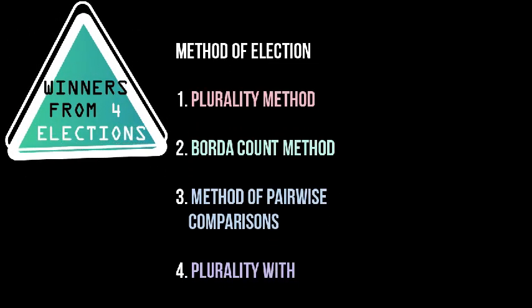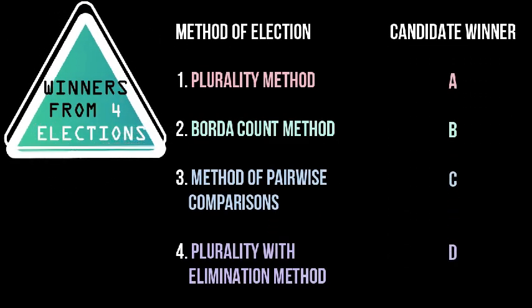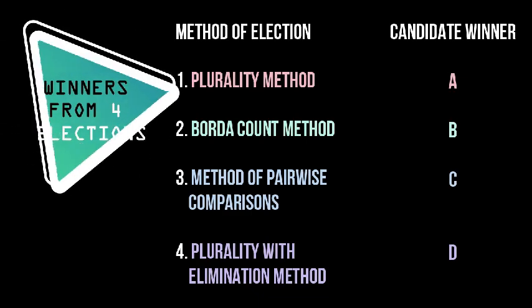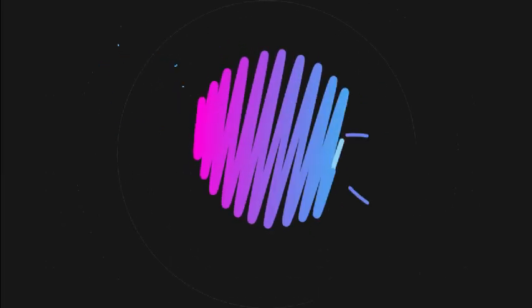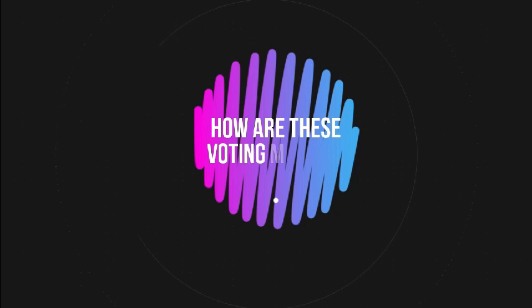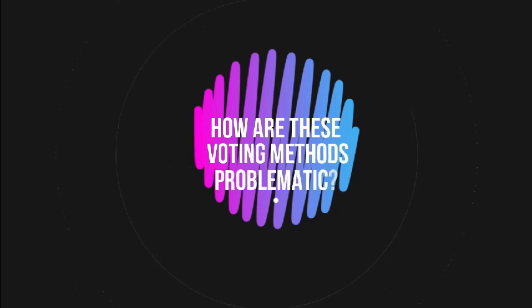It is now important to note that from a single sample of election, we used 4 different methods and obtained 4 different winners. Now that we know how the different voting methods work, we can now move on to how these methods are problematic relative to the fairness principles discussed a while ago.